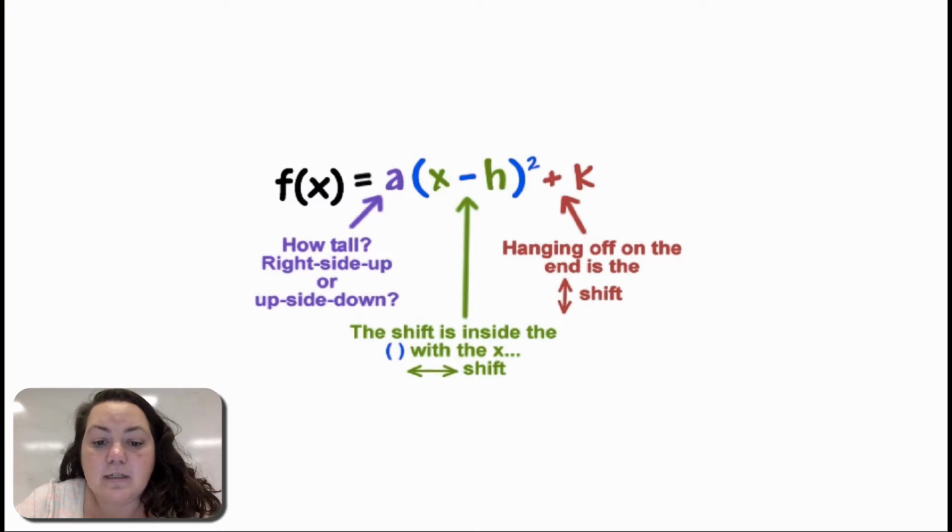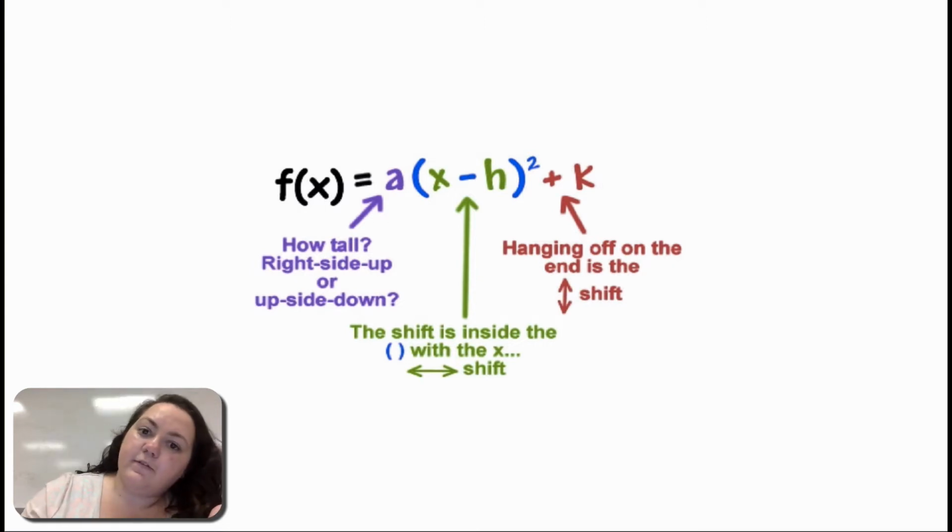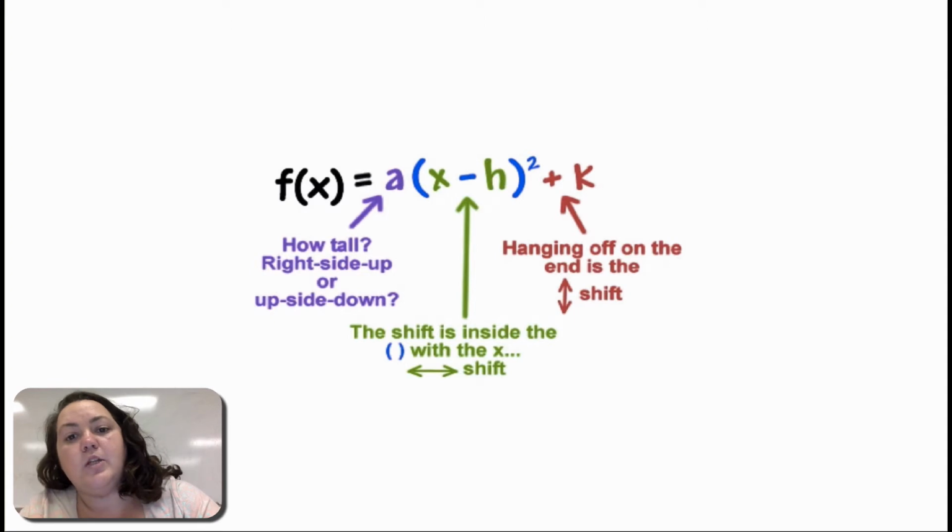Inside of the parentheses, this shifts with the x, and remember x goes side to side. If it's inside the parentheses with your x value, then it tells you if it's going to shift right or left. But notice it has a minus in front of it. It's always going to be the opposite when it's inside the parentheses. If it's telling you +3, then you're moving to the left. And if it's telling you -3, then you're moving to the right.